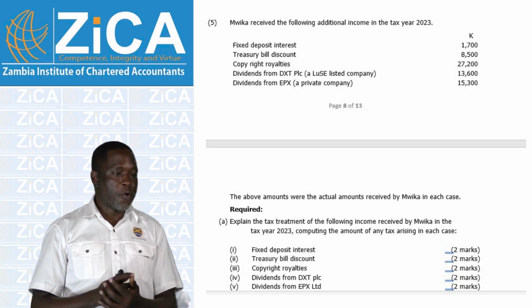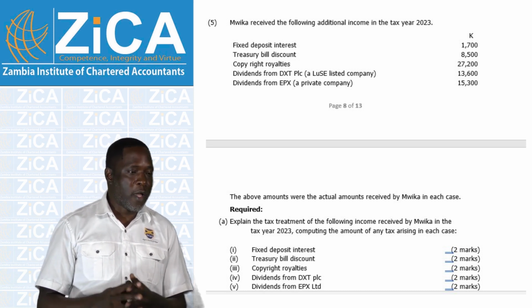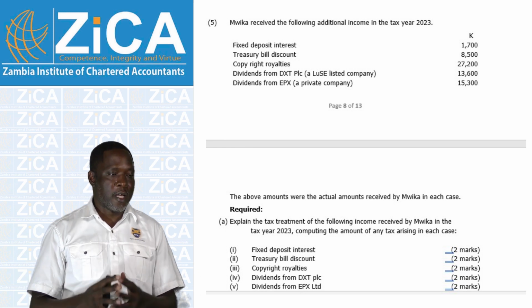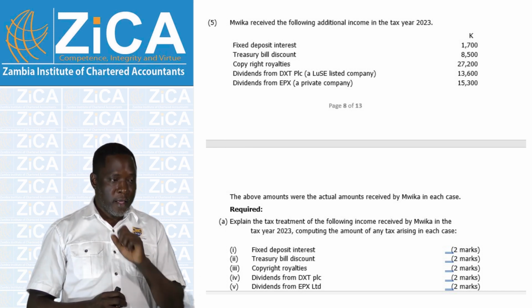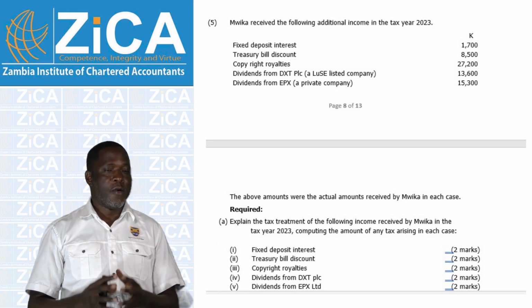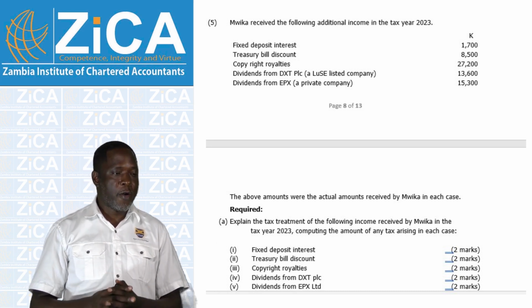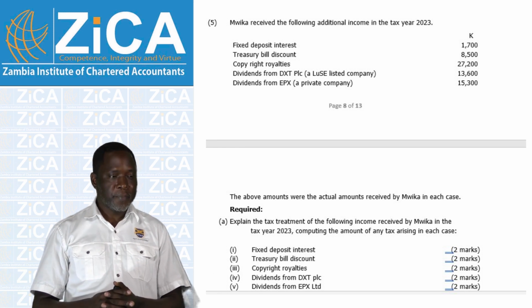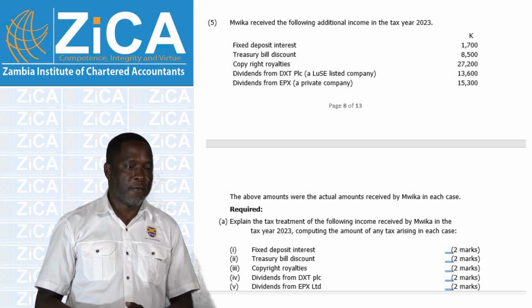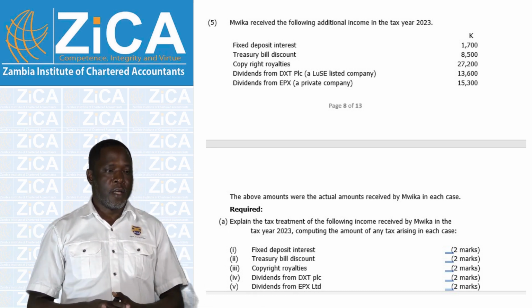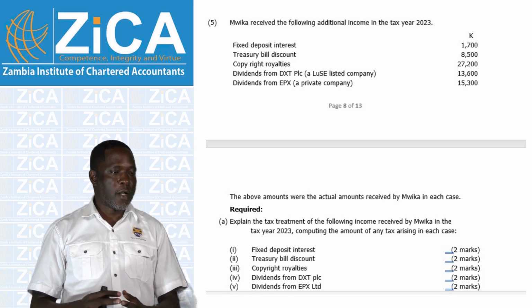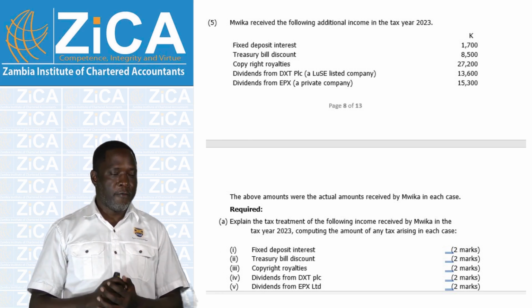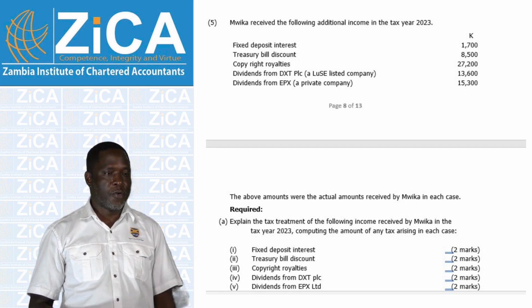How do we know? It is because the question is saying the above amounts were the actual amounts received by WICA in each case. Therefore, as we prepare the personal income tax computation, we are required to gross up the copyright royalties, which are 27,200, by multiplying the figure of 27,200 by 100 over 85, as we have illustrated in the solution. So let us look at the solution so that we show how you're supposed to deal with the investment income received by an individual.